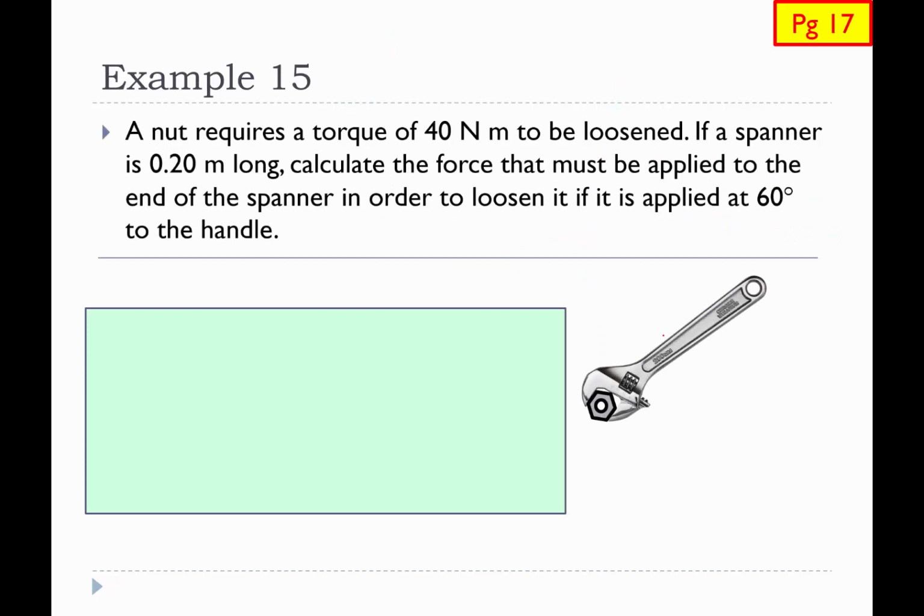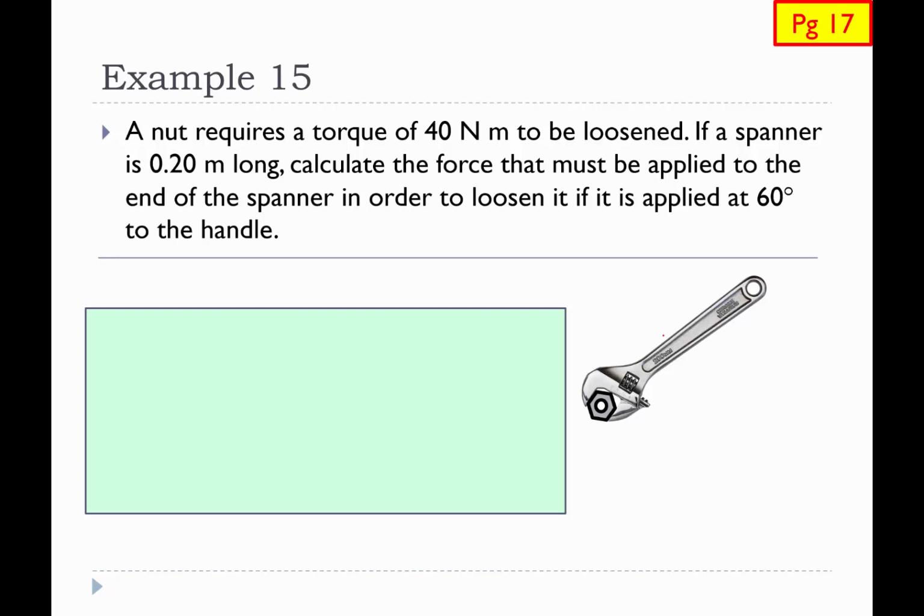Now let us look at one example, example 15. A nut requires a torque of 40 Newton meter to be loosened. If a spanner of 0.20 meter long is used, calculate the force that must be applied to the end of the spanner in order to loosen it if it's applied at 60 degrees to the handle.